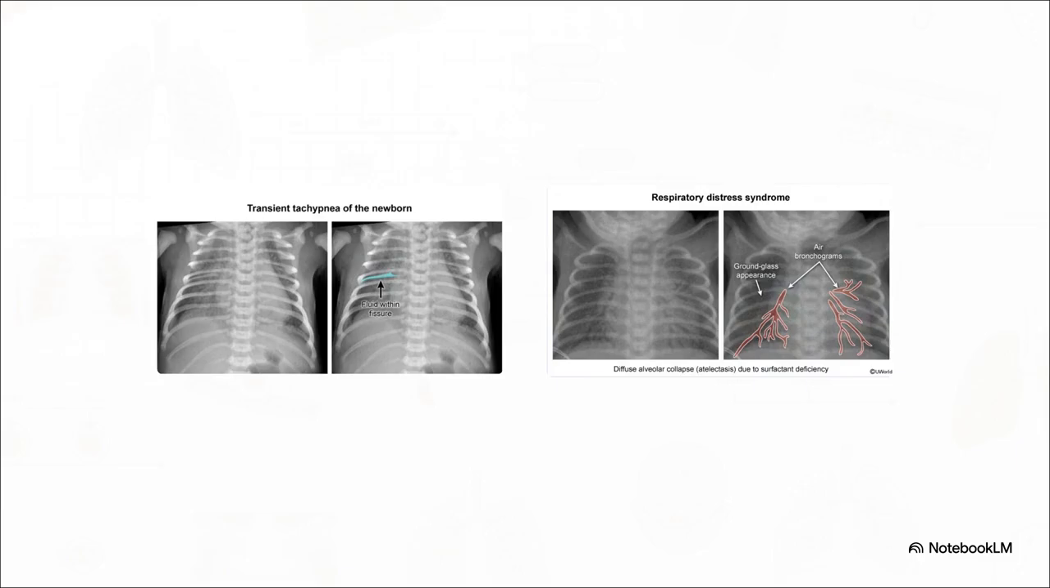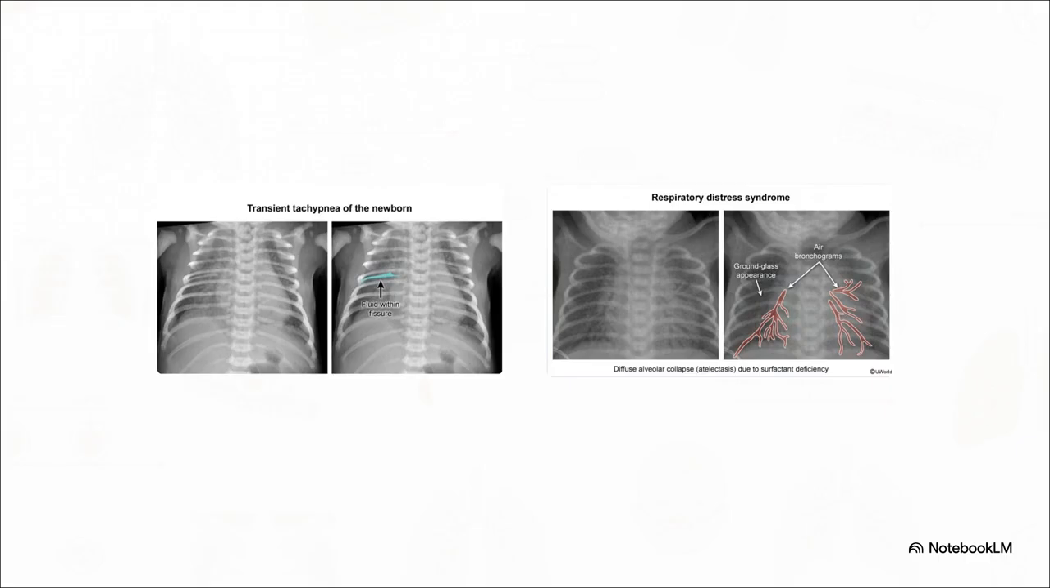Naturally, these different mechanisms give us very specific X-ray findings. With TTN, you'll see hyperinflation, prominent perihilar streaking, and clearly visible fluid trapped right there in the interlobar fissures. These babies get tachypnea and mild distress shortly after birth, but they usually resolve in 24 to 72 hours with just supportive care or a little CPAP. NRDS, though, is a different story.